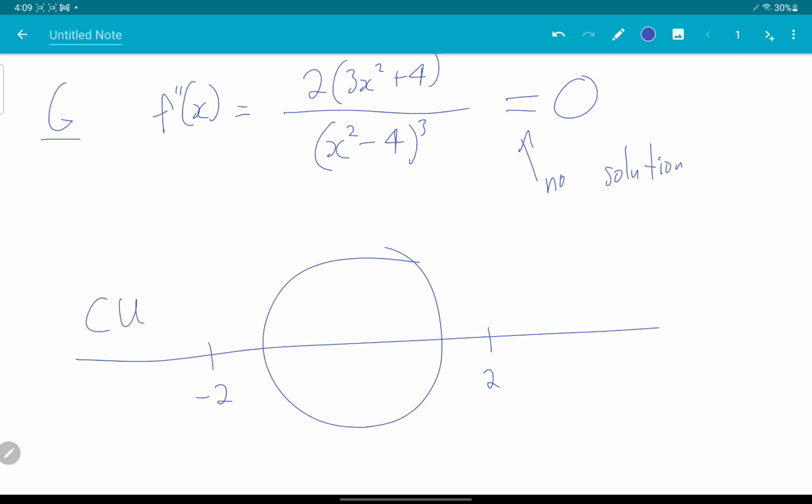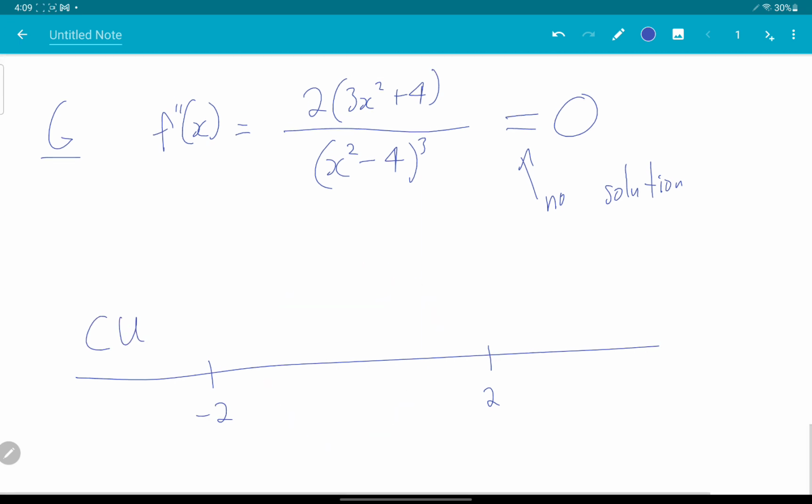If I plug in, say, 0, that's easy. I'm going to get positive over, now it'll be negative, because it'll be a negative 4 cubed downstairs. So concave down here. So I'm just doing test points kind of mentally here. And then finally, if you pick something bigger than 2, say 3, your denominator will be positive and your numerator will be positive as always. So concave up here.